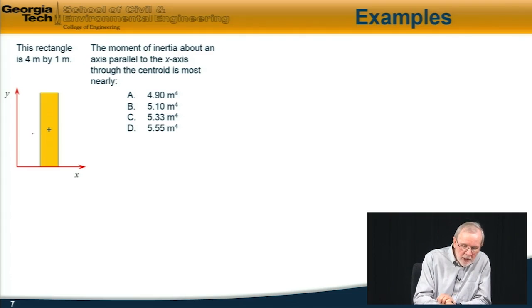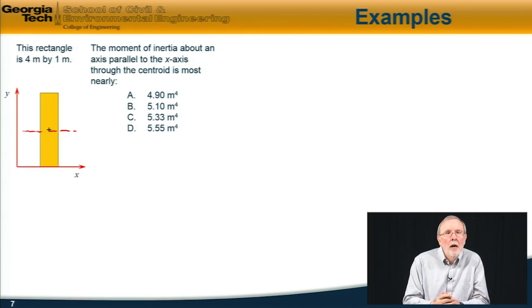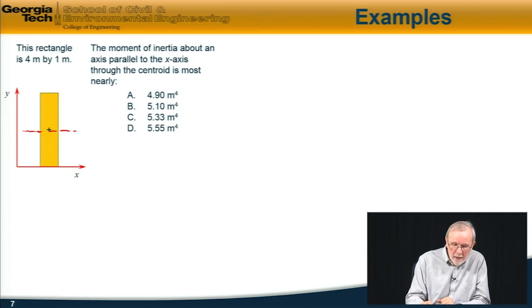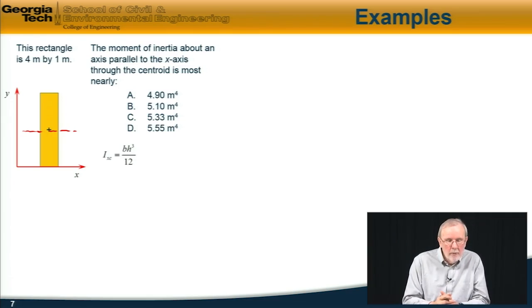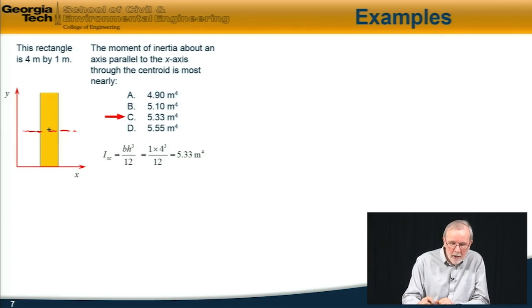So here's the centroid, and we want to get the moment of inertia about a horizontal axis through that centroid. From the previous slide, the handbook, we have the moment of inertia about the x-axis through the centroid is the width times the height cubed over 12. So in this case, that is equal to 1 times 4 cubed over 12, which is 5.33 meters to the fourth. So the answer is C.